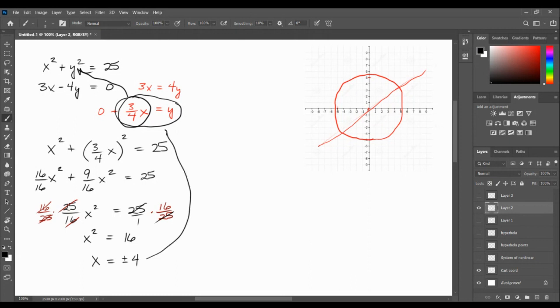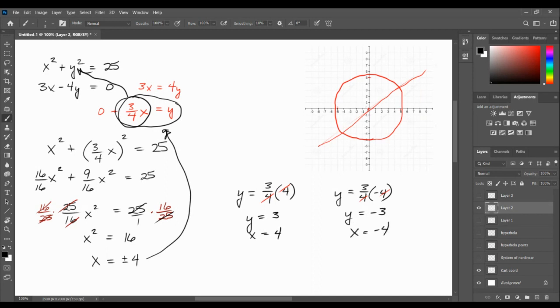Now that we know that, I can plug those in here. And y equals 3/4 of a positive 4. And y equals 3/4 of a negative 4. Well, as it turns out, the 4s are going to cancel. And I'm going to get y equals 3 when x is positive 4. And I'm going to get y equals negative 3 when, sorry, not y, when x is negative 4.